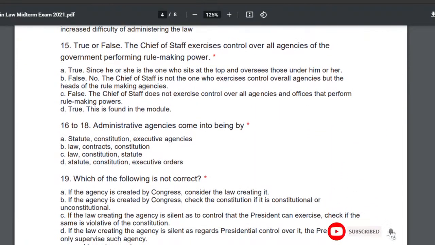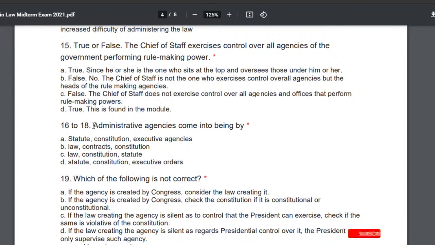Number 15, true or false. The chief of staff, not chief executive, chief of staff exercises control over all the agencies of the government, performing rulemaking power. A, true, since he or she is the one who sits at the top and oversees those under him or her. Letter B, false. No, the Chief of Staff is not the one who exercises control over all agencies, but the heads of the rulemaking agencies. Letter C, false. The Chief of Staff does not exercise control, not perform rulemaking powers. D, true, found in module.